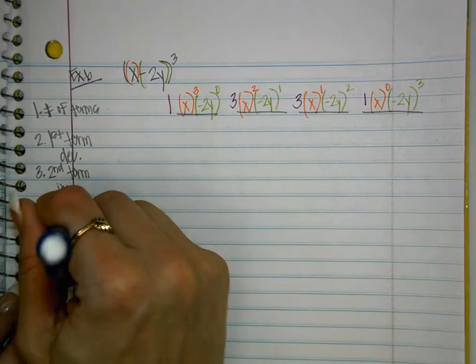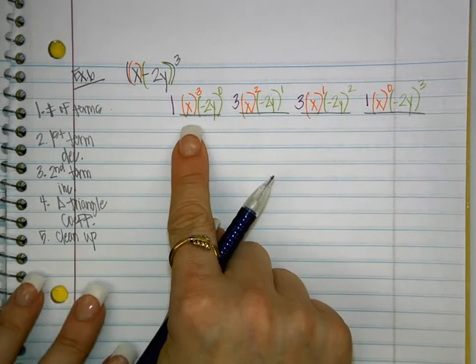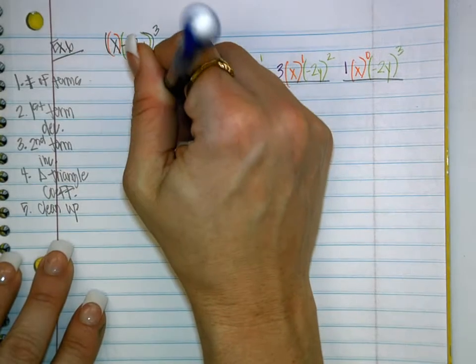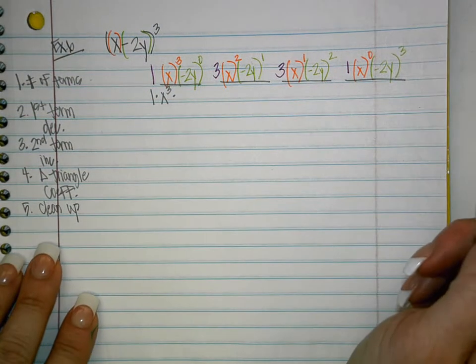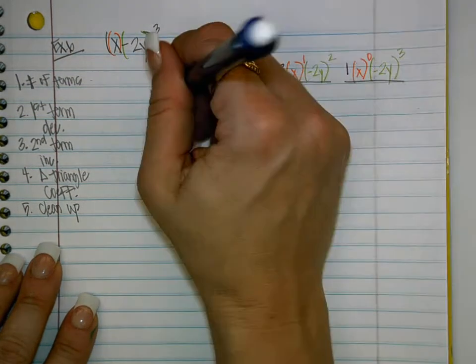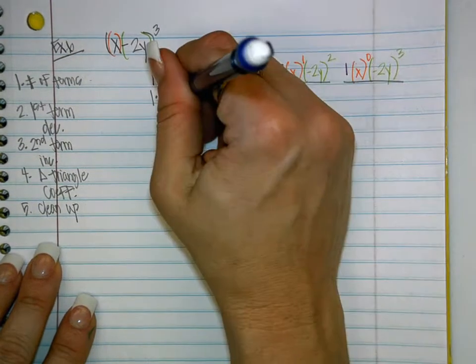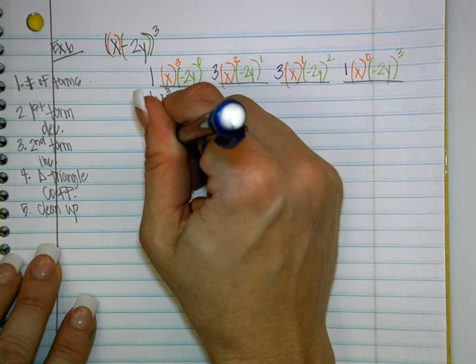I'm going to show you. Okay, so here when you're cleaning this up, this is really 1 times x to the 3rd times what's negative 2 to the 0? 1. What's negative 2 to the 0 power? 1 times what's y to the 0 power? 1. All these 1's basically go away, and your first term is just x cubed.